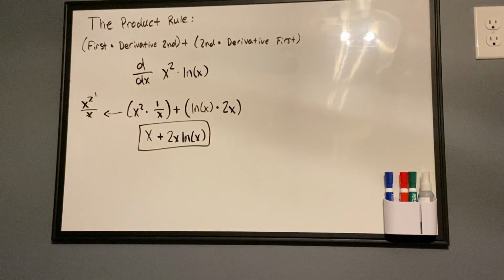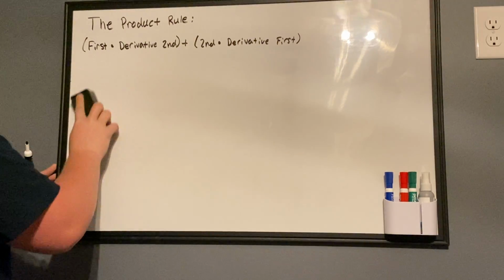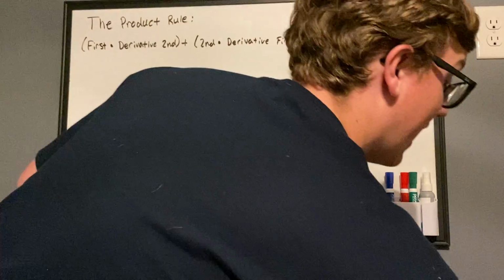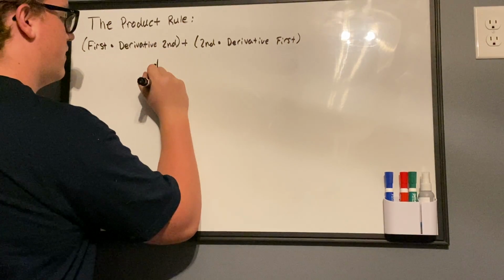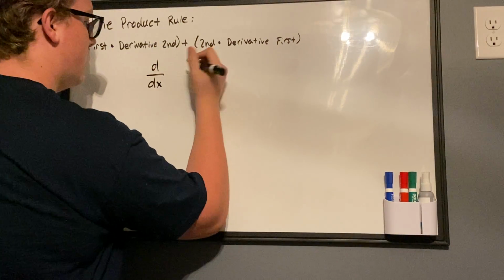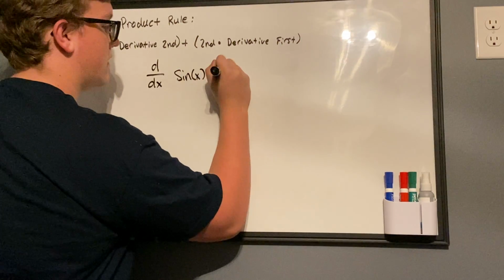So it's really nice because it's just a set rule. It's just something that we can follow every time. You're always going to be able to do this. We'll do one more example for you, using something that we cannot distribute together. So let's take the derivative of, let's say, sine x times cosine of x.